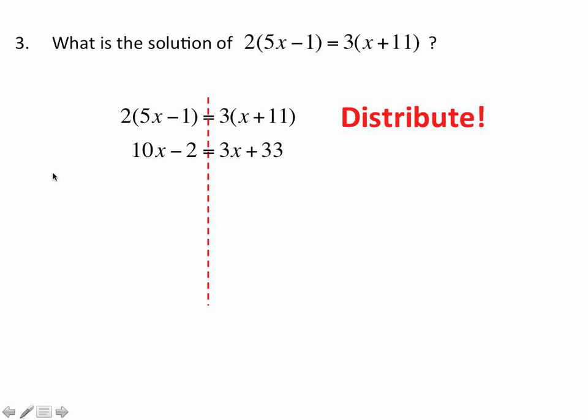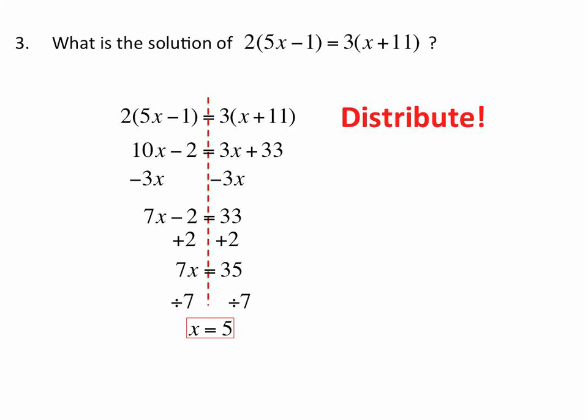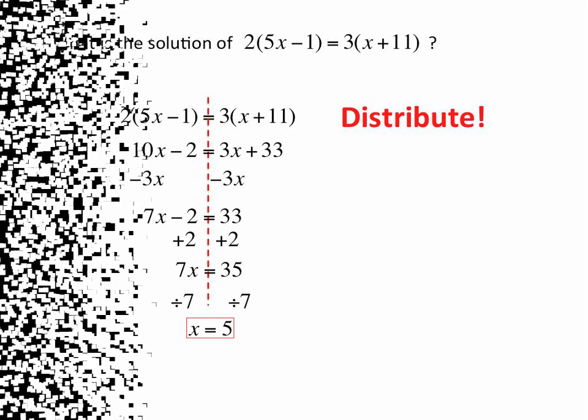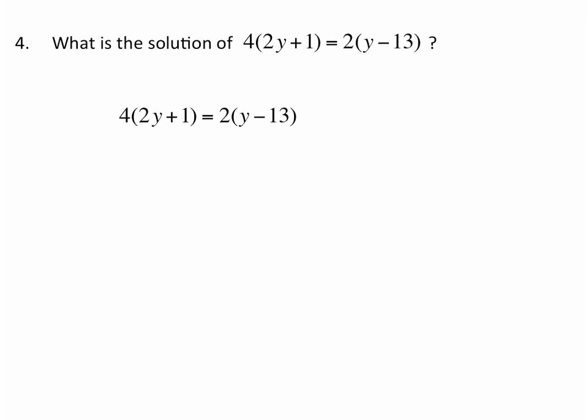All right, and then from there, it's just like any other problem. Get your x's on one side, your numbers on the other. I'm going to chop a 3x off of both sides. That gets me 7x minus 2 is 33. I'm going to add 2 to both sides. 7x equals 35. Divide by the 7. And x is 5. Okay? Pretty straightforward. Number 4. More of the same.